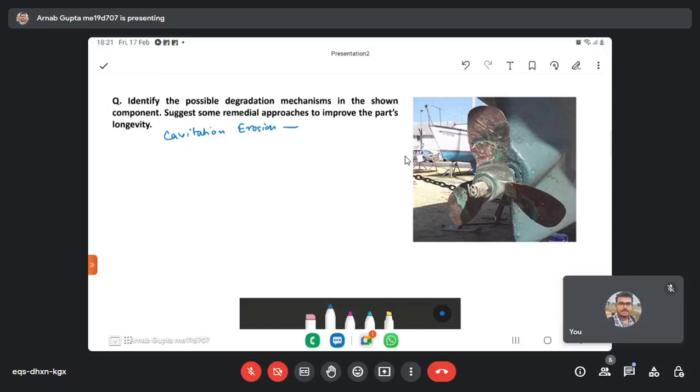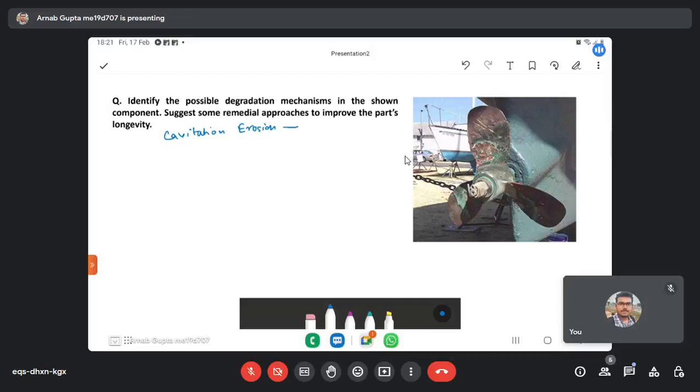Sir, in the sea we can have different salts, like NaCl. Due to that, No, no. First, let's discuss cavitation erosion. Cavitation erosion is the correct answer. So that is one of the degradation mechanisms.